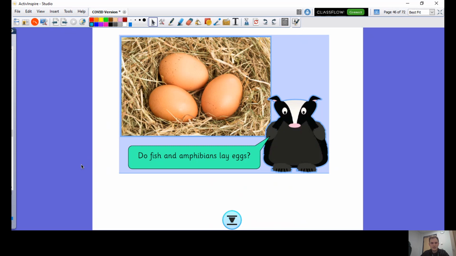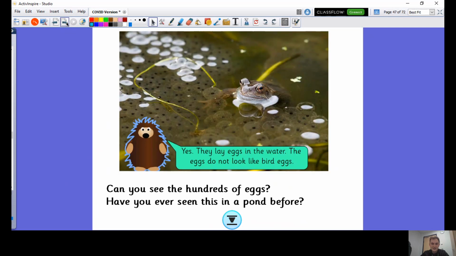Do fish and amphibians lay eggs? I want you to give me a thumbs up if you think, yes, I think that fish lay eggs. I think that amphibians lay eggs. Give me a thumb down if you think, no, fish don't lay eggs, amphibians don't lay eggs. Let's find out. Yes, they lay eggs in the water. Their eggs don't look like birds' eggs, though, do they?